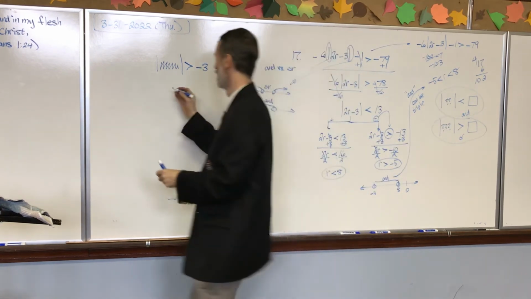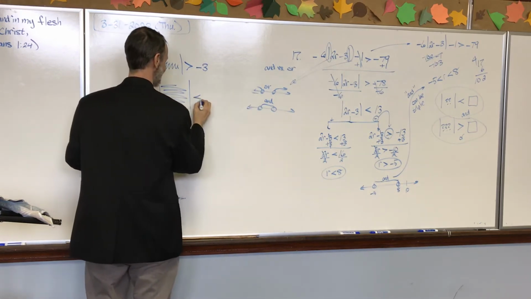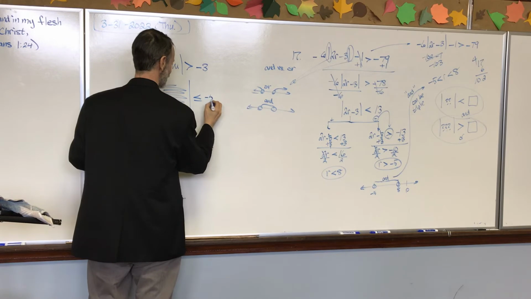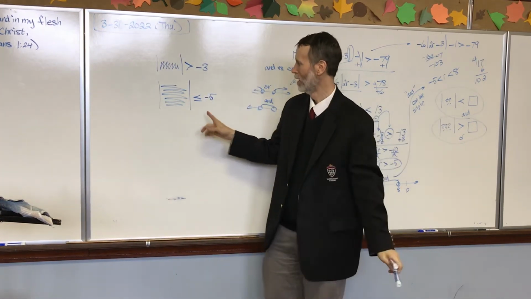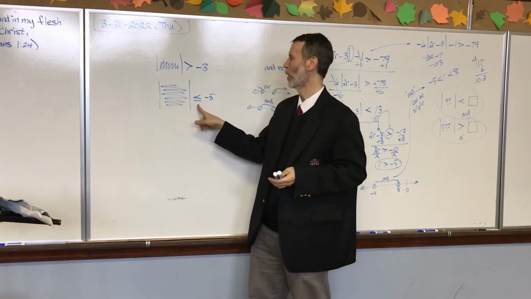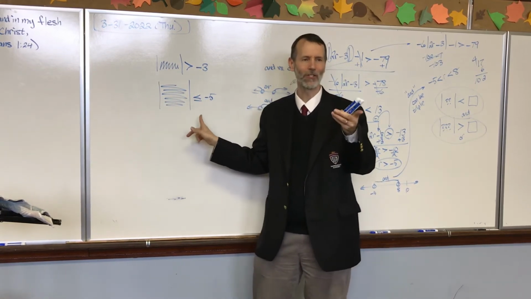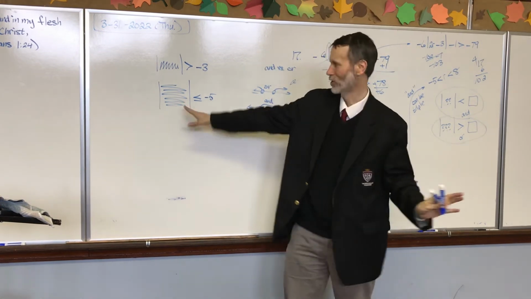Now try this. Absolute value of blah, blah, blah, is less than or equal to negative 5. It's false, because the absolute value is claiming to be 0 or up. There's no way it'll be below negative 5. How often is this true? Never. So how many solutions? None. No solution. I understand now.